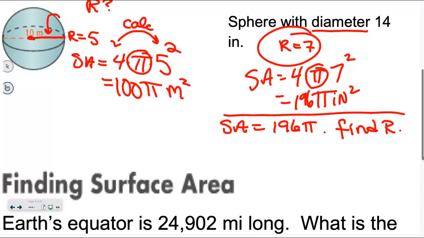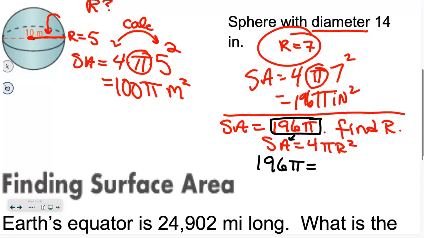So we're going to work backwards, and we better get a 7, right? Because we just worked forwards. It always starts the same way. You go ahead and write your formula down, surface area of a sphere. And then you're going to take and plug what you're given in. On this one, I was given the 196 pi as the surface area. So that gets to go in. And the radius is what I'm looking for.